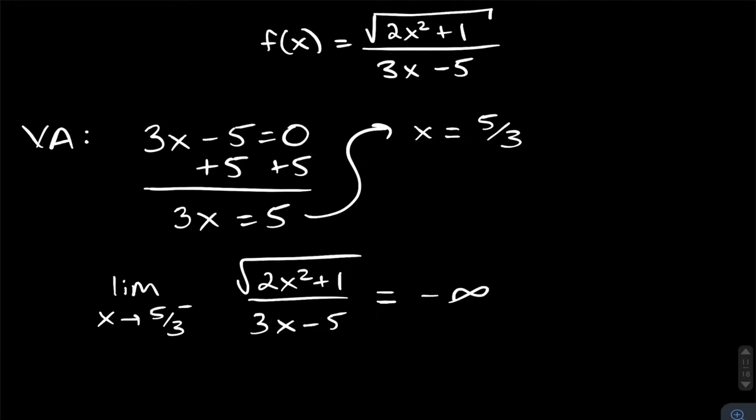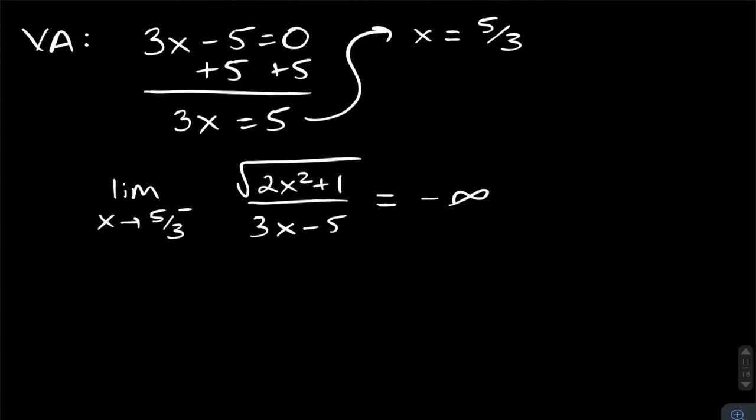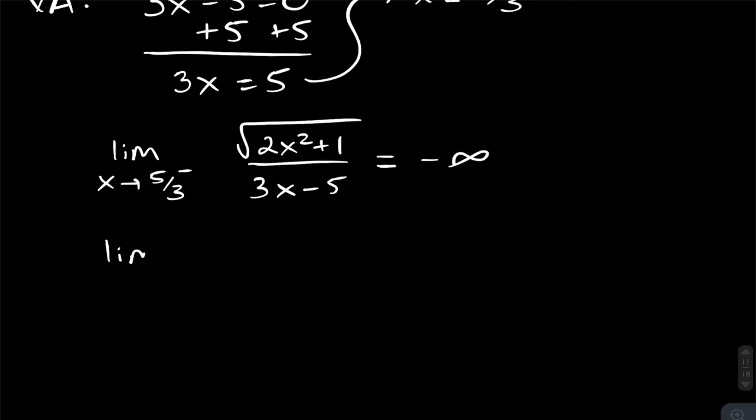Okay? And of course, you also have to check that the numerator is going to be positive. You can just check that out. What's under the radical is going to be positive, and the radical itself is only going to output something positive. So that's nice to figure out.